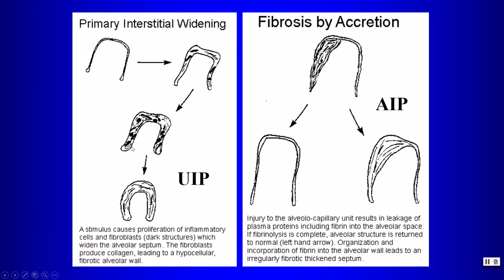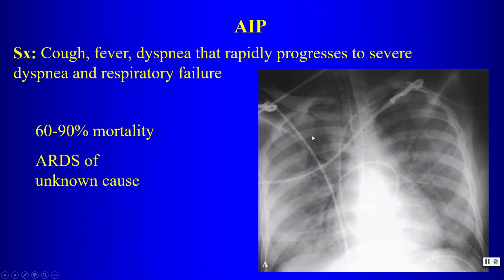So with UIP, you get primarily interstitial disease, where the fibrosis occurs in the lung interstitium. With AIP, when these patients develop this ARDS kind of pattern, you have a lot of material that spills out into the alveolar spaces, and then that is what becomes organized, that is what becomes fibrotic. So this is fibrosis by accretion.